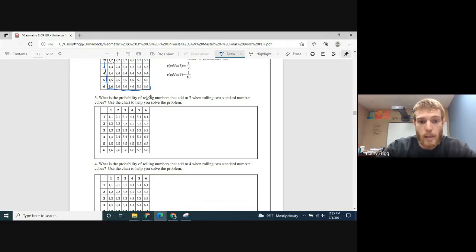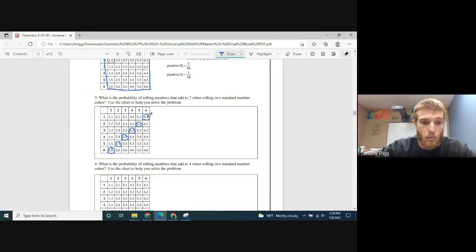So look at question 3 here. What's the probability of rolling numbers that add up to 7 when rolling 2 standard number cubes? Dice. Okay, use the chart to help you solve the problem. So we're looking for numbers that add up to 7. So we can see, okay, 6 and 1, right? Those add up to 7. So if you roll a 6 on one die and a 1 on the other, that adds up to 7. Let's see if there's any other combinations here. Okay, well, 5 and 2, 4 and 3. Similarly, 3 and 4, 2 and 5, 1 and 6. So these are all the possible ways of rolling a 7, right?